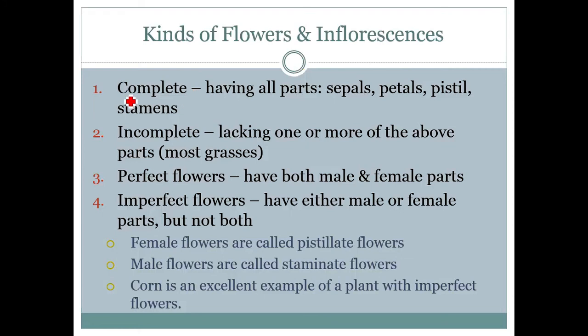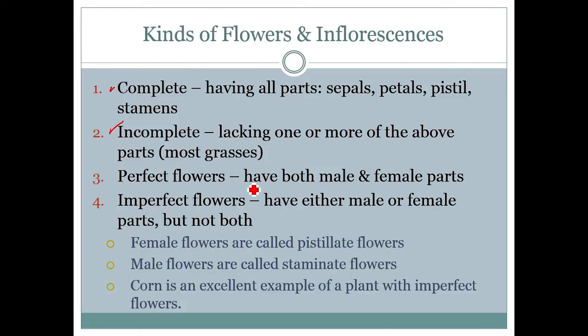Flowers can be described as complete, and these are flowers that contain all parts. They have sepals, they have petals, they have the pistil, and they have the stamens. And not all flowers, of course, have all these parts. Flowers that are incomplete lack one or more of the above parts. In fact, most grasses do not have, for example, sepals and petals, so they're mostly incomplete. Some of them may even lack a pistil. Some of them may lack a stamen. They rarely lack both. They wouldn't be a flower, but it is possible to have male flowers and female flowers.